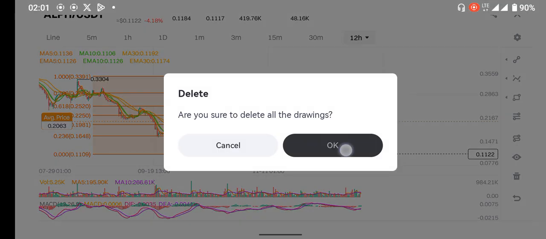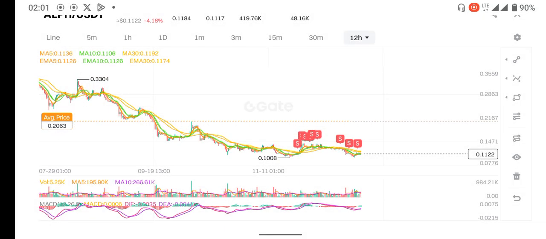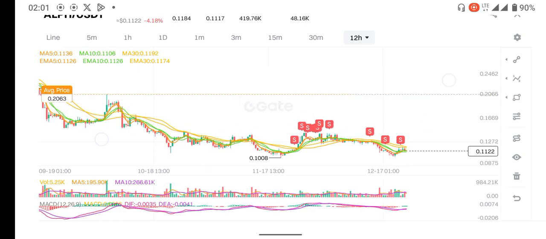Our critical support point is 0.1008. So if you are trading, you can put your stop loss at 0.1000 or 0.095. Remember, these are just for educational purposes. It's not financial advice, we're just doing it for educational purposes. So make do with the information you have gotten from here.